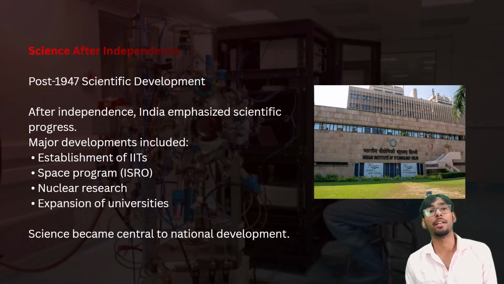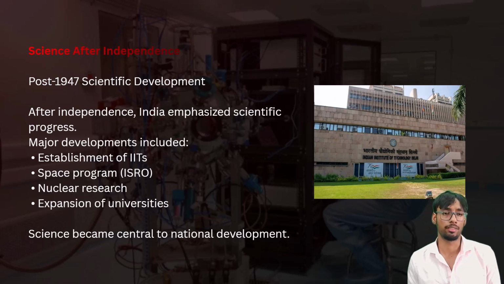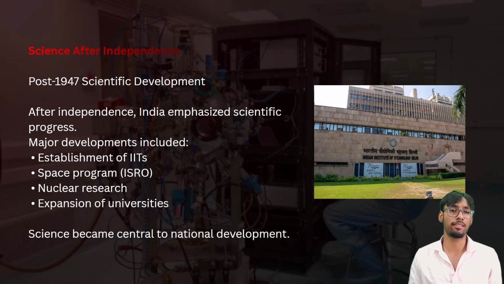Science after independence. After independence in 1947, India emphasized scientific progress. Major developments included the establishment of IITs, space programs like ISRO, nuclear research, and expansion of universities. Science became central to national development.